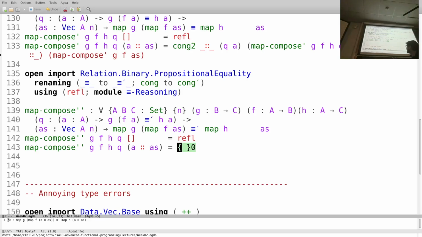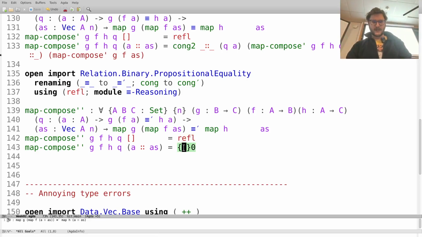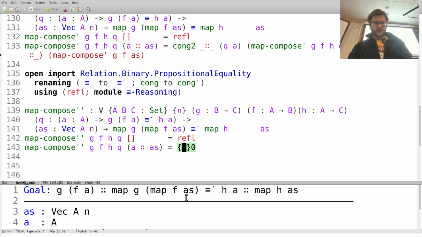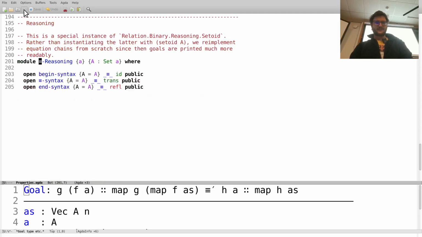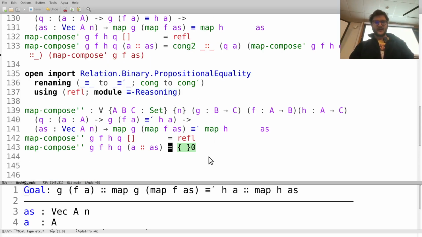So now I'm using the equality from the standard library. The base case is still the same. The step case is also still the same. But I'm going to now use the equality reasoning module. So if you jump to its definition, it's a bit complicated. There's lots of stuff, whatever, it doesn't matter. What matters is that you can just open it. So you can open equality reasoning.